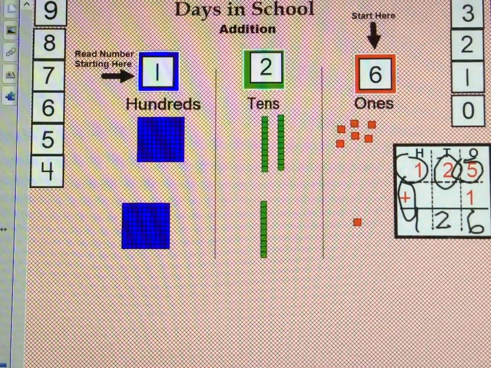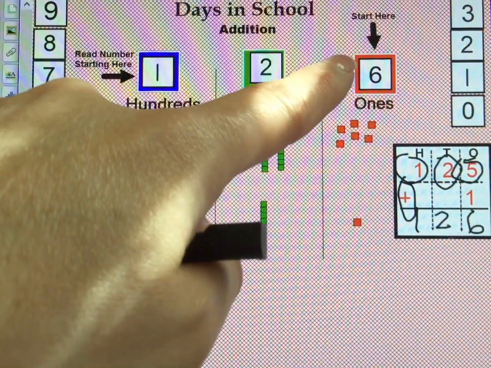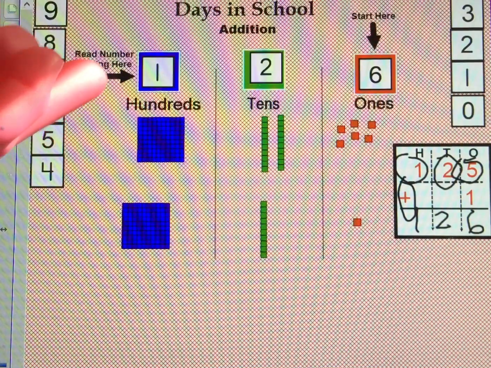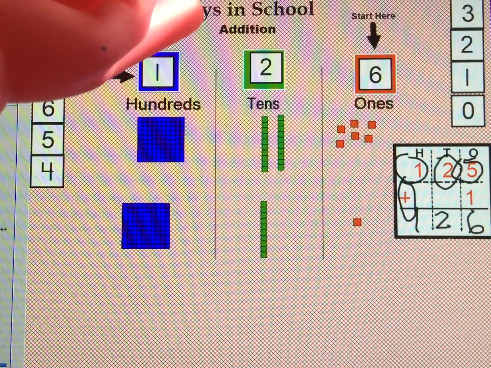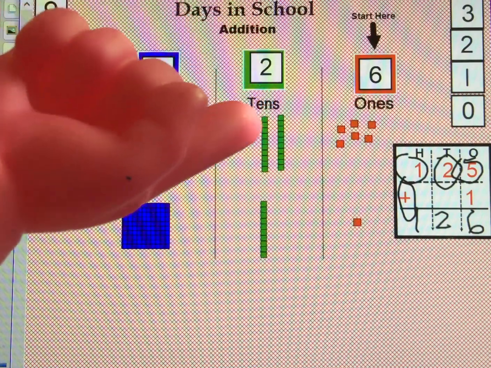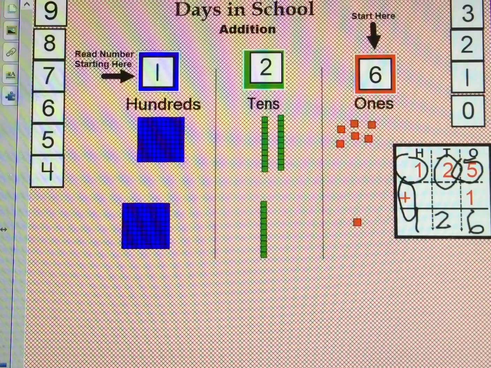That's right. So we started on the right-hand side to solve the problem. Now we're going to read the number from the left-hand side. Ready? Let's go. Days in school, 126. Good job.